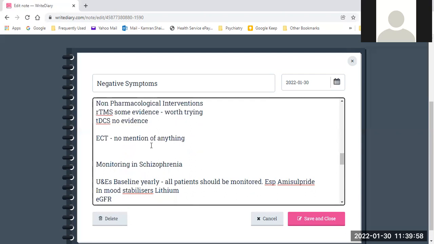Non-pharmacological interventions: rTMS, there is some evidence that it works. For ECT, there's no mention. Transcranial direct current stimulation doesn't work.